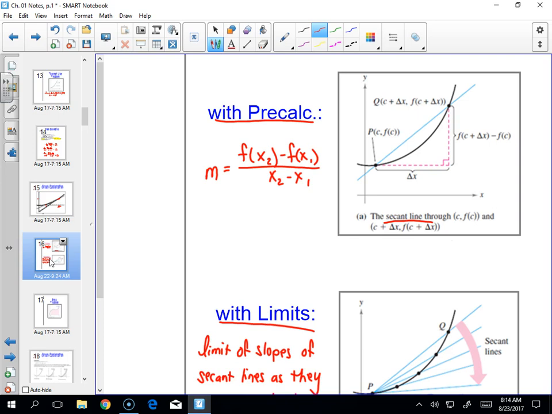So long story short, the answer to our problem is to start with pre-cal, realize we can find a slope between 2 points, and then say, hey, let's make the distance between these 2 points shorter and shorter and shorter to make the lines get closer and closer, so that we can see what the slopes of the secant lines are approaching.